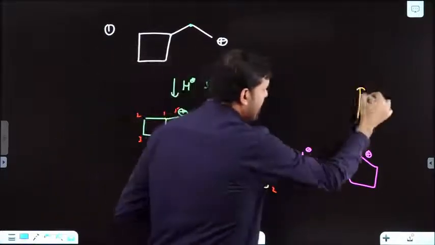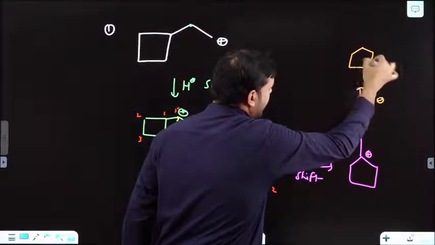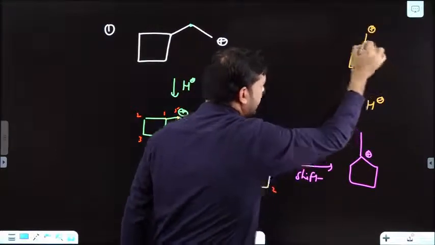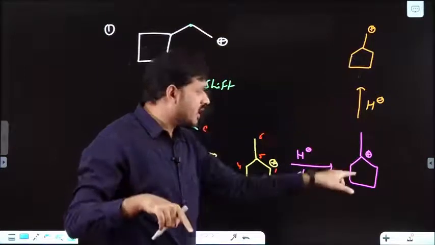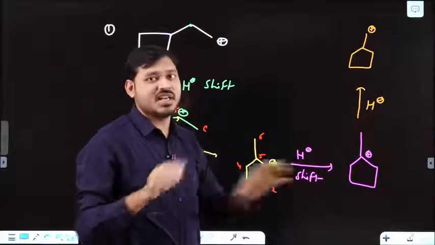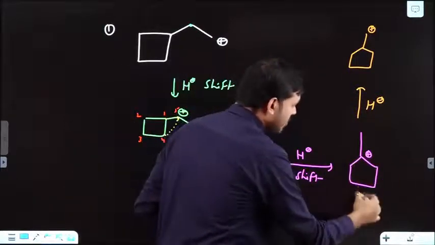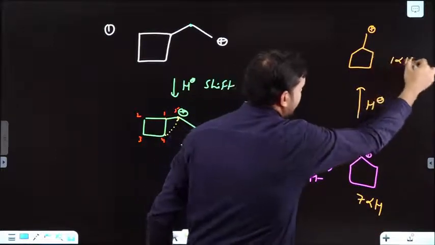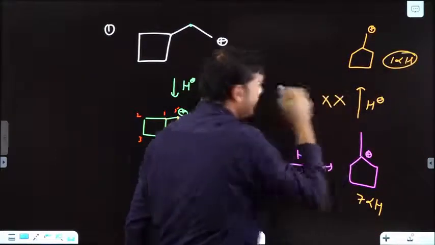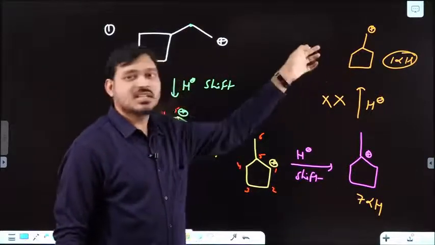Suppose if I make again hydride shifting, H minus, what you will get? Plus charge here. In this case, ring expansion is possible, but from this to this, such rearrangement is not possible because this is more stable, having 2 plus 2 plus 2, 3, 7 alpha H, and here it is having 1 alpha H. So this is not possible. Okay. So if this step is not possible, so you cannot make it 6-membered ring.